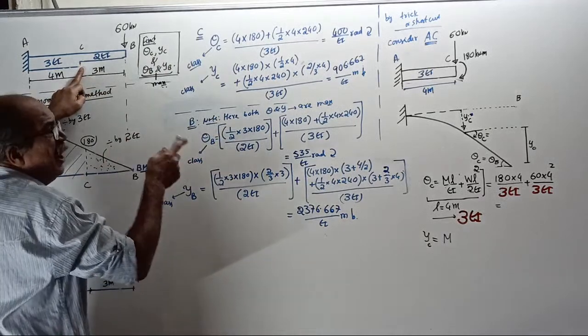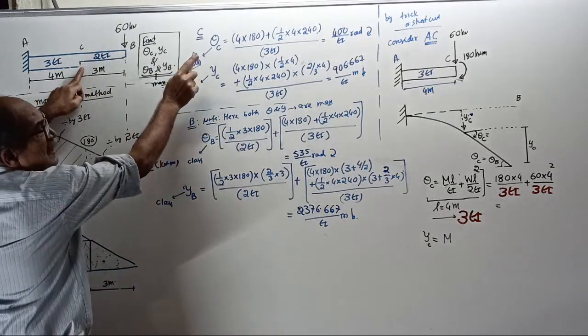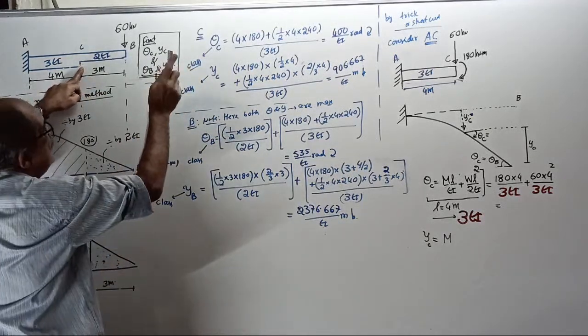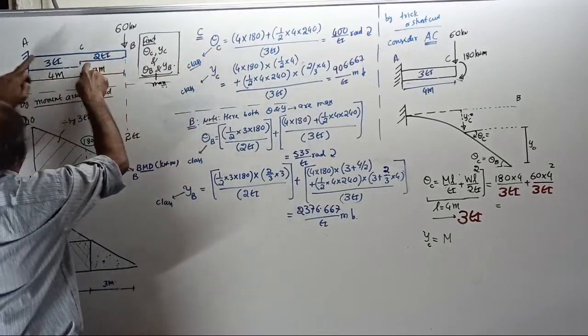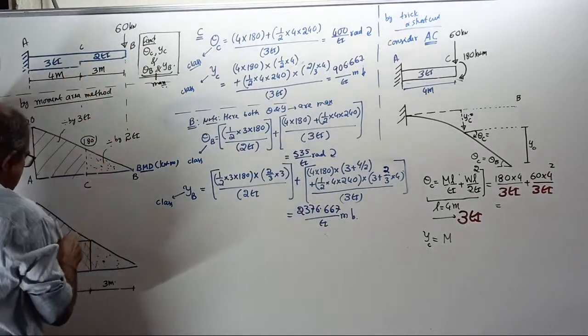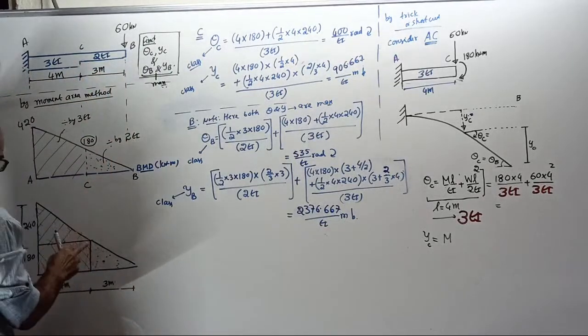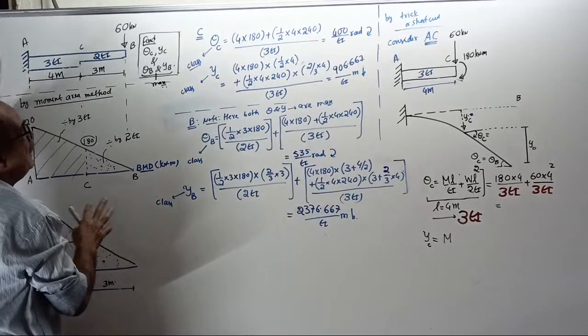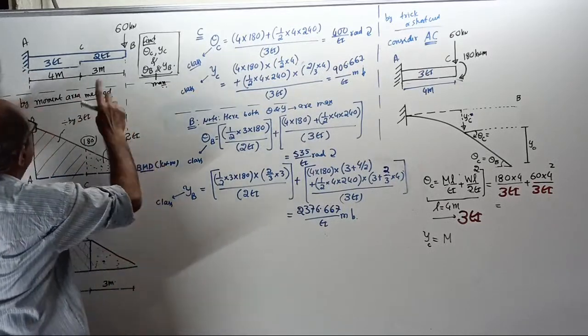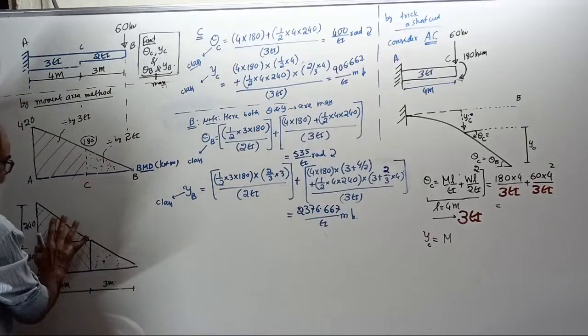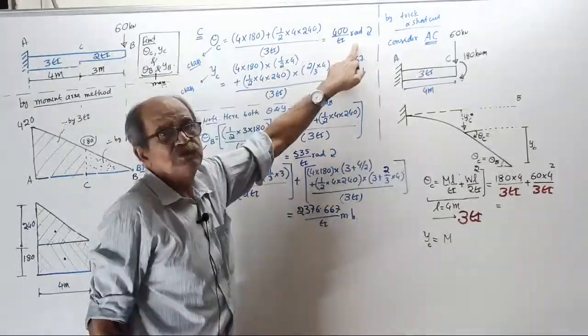Area of the BM by EI diagram, that's what I'm telling the class, between C and the fixed end. That is these two areas. How much? 4 into 180 and half into 4 into 240. Divide both of them by 3 EI. This area over. You got the slope at C.